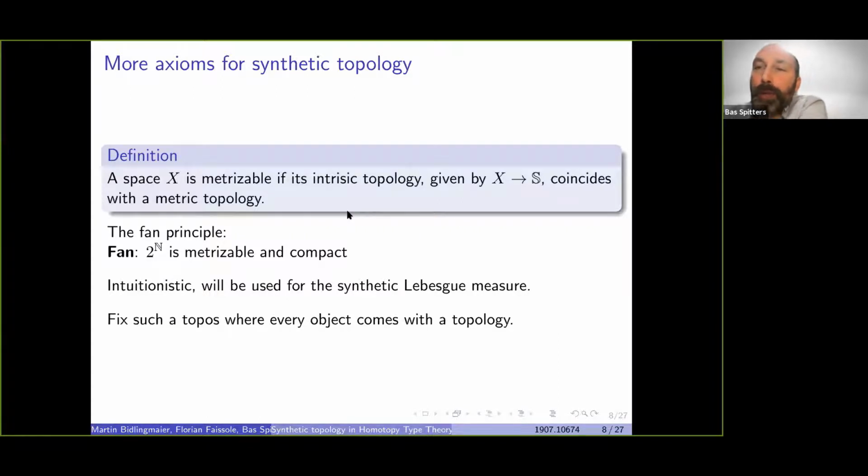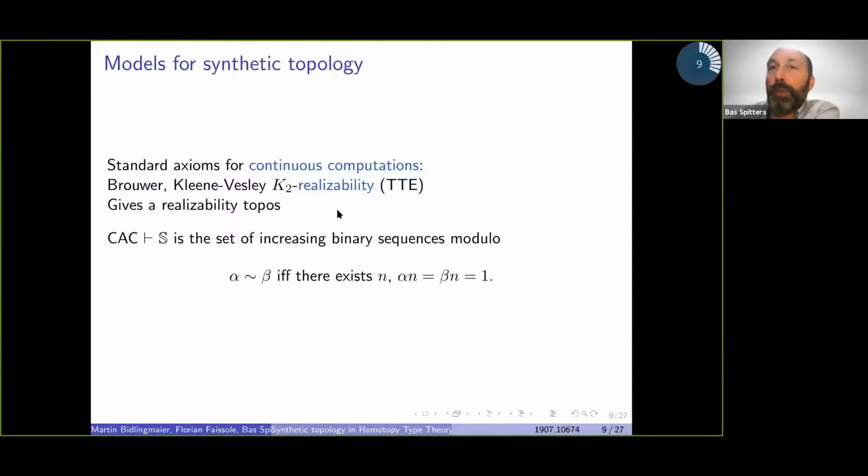So now we're going to fix a model such that every object comes with a topology, and I'll give you two examples. One is, if you studied computability theory, there are basically two ways of doing this. One can take the ordinary Turing machines, but one could also take Turing machines which have an infinite input tape and an infinite output tape.